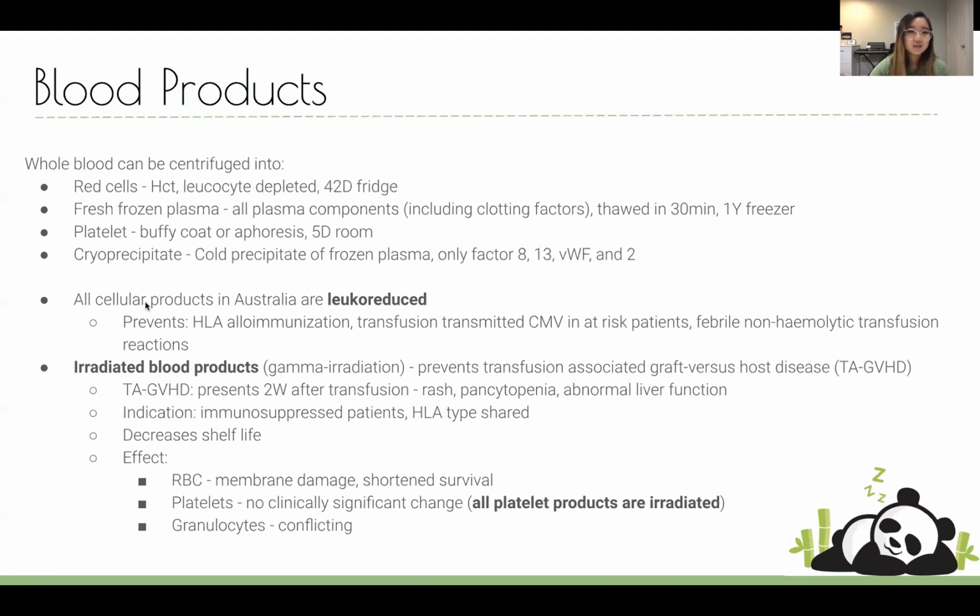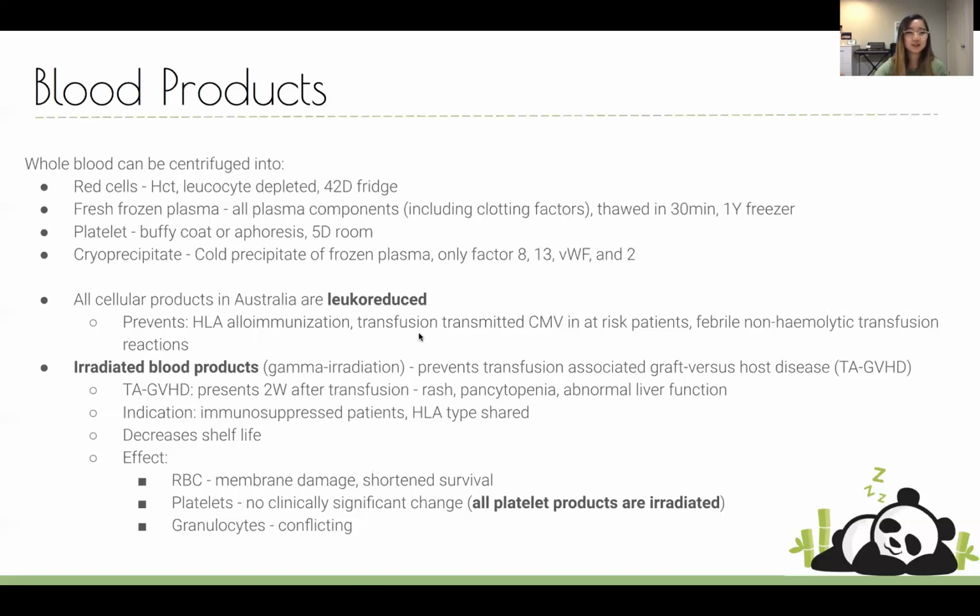So all cellular products in Australia are leuko-reduced. So leuko for leukocytes, white blood cells, and reduced, so reduced in number. And that essentially prevents certain complications.